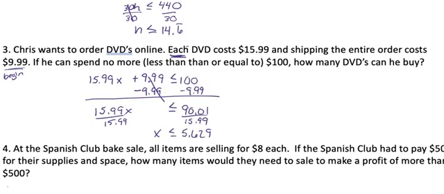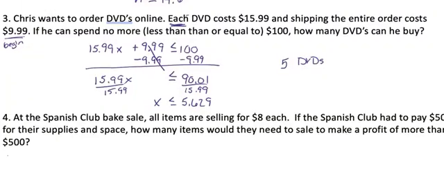Okay, so if we think about it in the context of this problem, we find out that he can buy less than or equal to 5.629 DVDs. Now, they're not going to send you 0.629 of a DVD. You're going to have to buy whole DVDs. So that means that he can purchase 5 DVDs. Okay, let's take a look at one more.